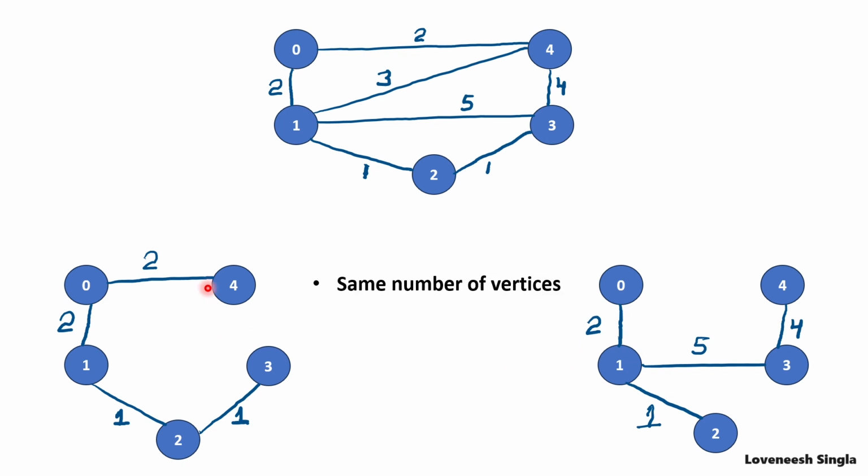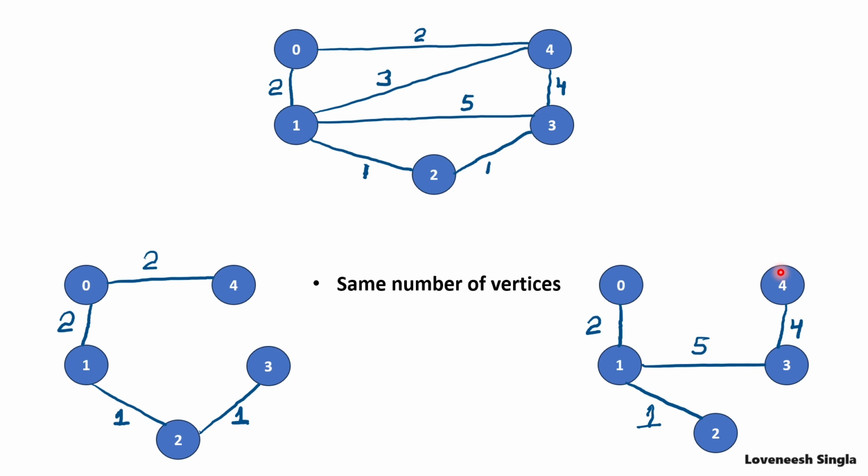The first thing is both contain the same number of vertices of the original graph. As in this graph, we have 5 vertices 1, 2, 3, 4, 5, and these two graphs also contain the same number of vertices 1, 2, 3, 4, 5. 1, 2, 3, 4 and 5. So the first property of spanning tree, that a spanning tree should have the same number of vertices as the original graph, is passed here.